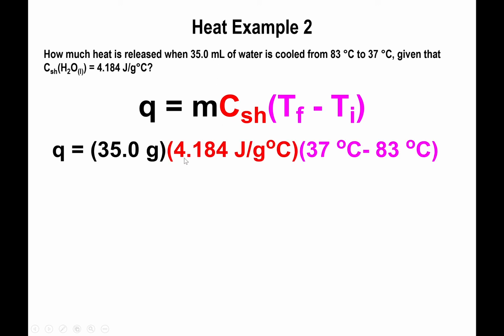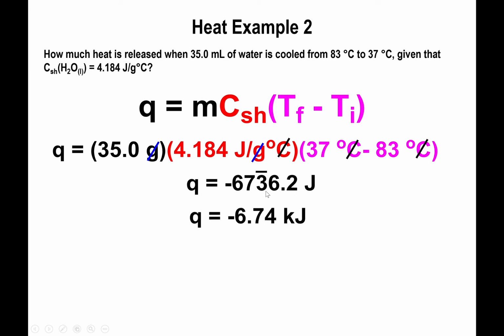The heat capacity is still 4.184. And the final temperature is 37, the initial is 83. Now what's going to happen is that when you carry out the subtraction for the temperatures, you will end up with a negative change in temperature. And that negative change in temperature multiplied by 4.184 multiplied by 35 will cancel out the grams and the degrees Celsius, but more importantly will give you an answer that will be negative. So in this case, negative 6,736.2 joules. And if you divide by 1,000, this will give you the answer in kilojoules, which rounded to 3 sig figs ends up being negative 6.74 kilojoules.